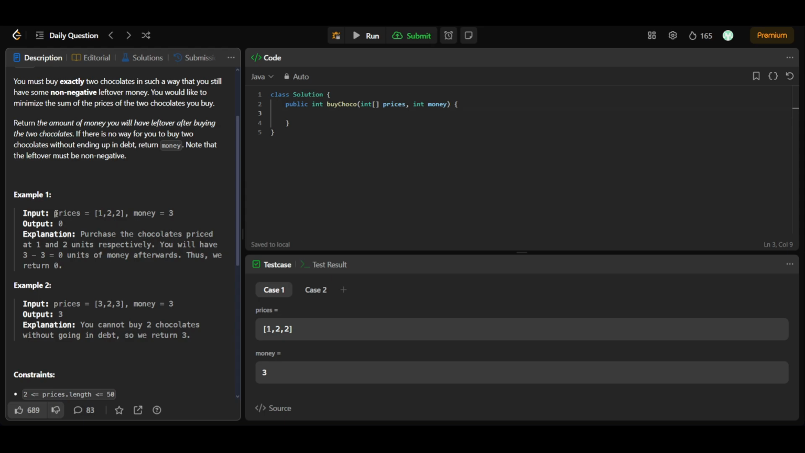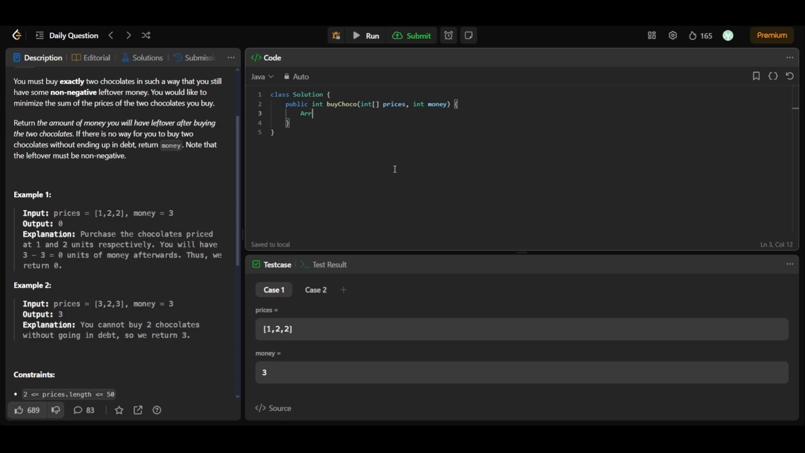Okay, so in the first example we are given the prices as 1 2 2. We can buy this pair, 1 and 2, and at the end we'll be having 0 units of money. We'll be left with 0 rupees. But in the second example we can't buy any pair, because every pair exceeds our current money, so we can't buy any chocolate, and we have to return the money which we were initially given. Okay, so it's a basic question.